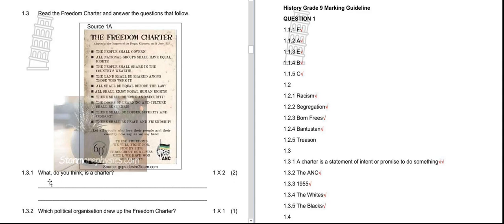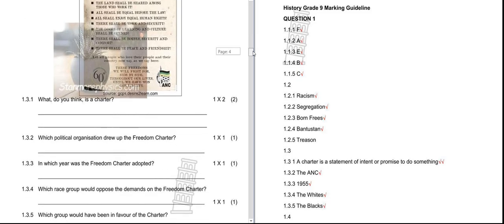Then 1.3.1, what do you think is a charter? A charter is a statement of intent or a promise to do something. Then we go to the next question: which political organization drew up the Freedom Charter? It is the ANC. And then, in which year was the Freedom Charter adopted? The correct answer is 1955.